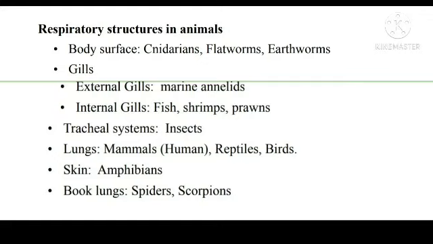Cnidarians, flatworms, and earthworms use their body surface as the respiratory system. Marine annelids use external gills, and fish, shrimps, and prawns use internal gills. Insects use a trachea system. Mammals, reptiles, and birds use lungs, and amphibians use skin. Spiders and scorpions, that means arachnids and arthropods, use book lungs.